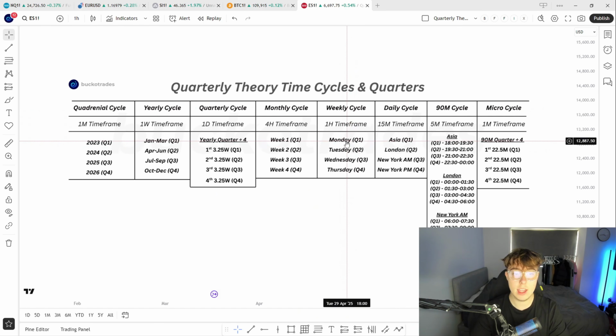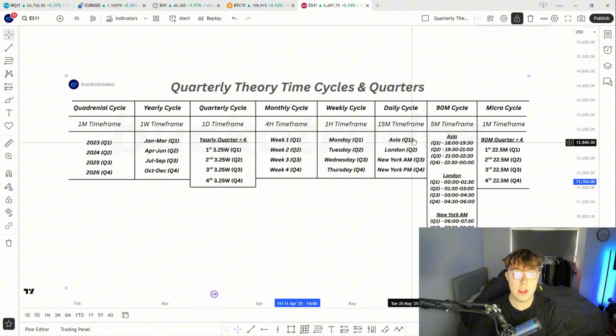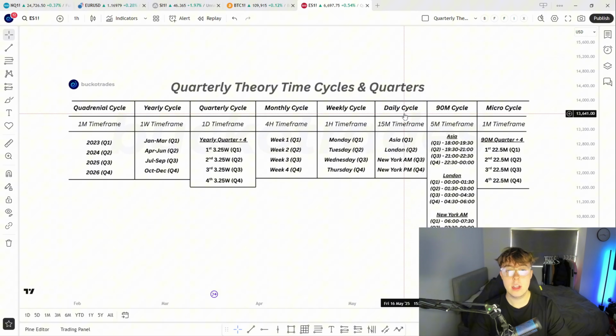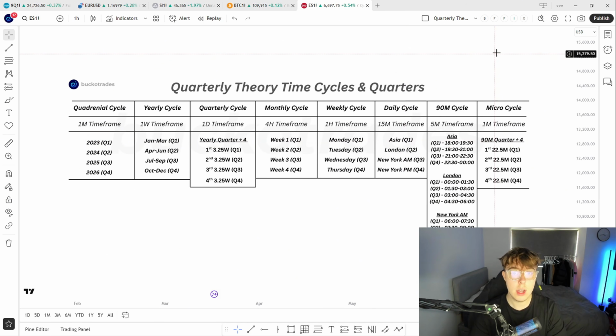So Monday Q1, if we divide that quarter into 4: a whole day is 24 hours, divide that into 4, we get 4 6-hour sessions, which are these sessions here. 6 hours, 6 hours, 6 hours, 6 hours, okay? We essentially do the same thing from the daily cycle down to the 90-minute cycle. Asia is Q1 of the daily cycle, and it's 6 hours long. Divide that by 4, what do you get? You get 4 90-minute quarters, and then we can give those names as well.